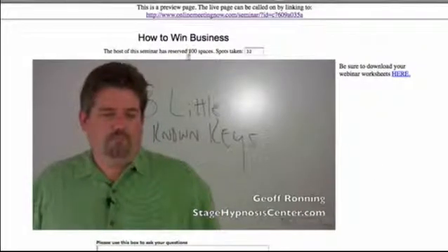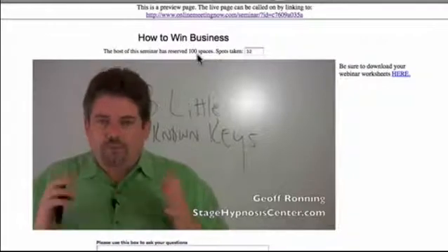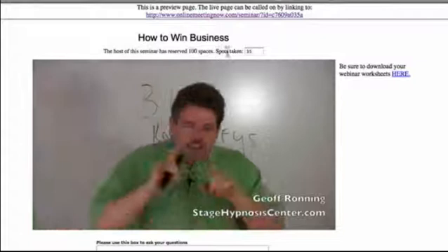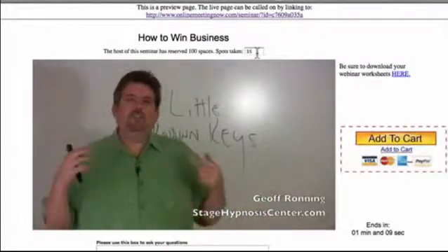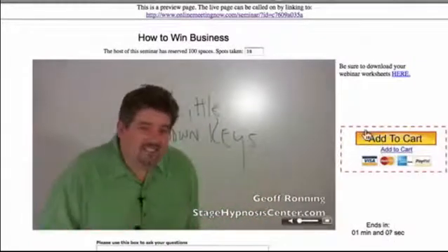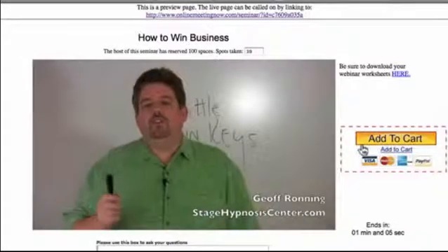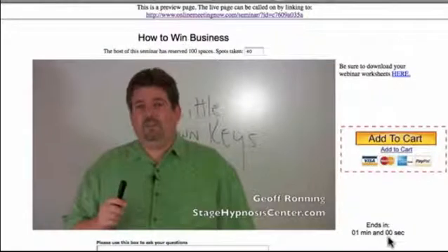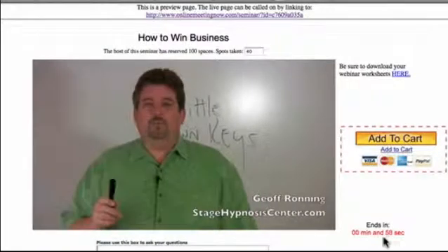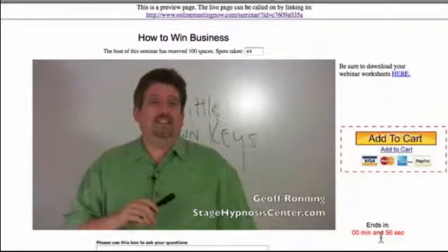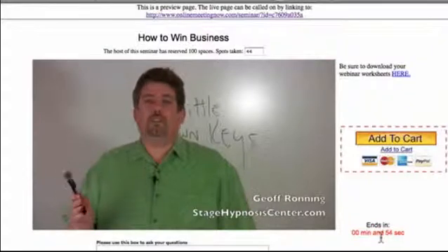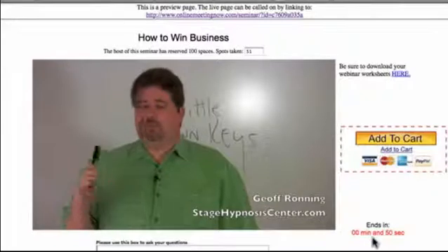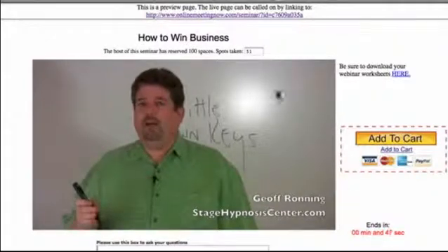Remember, we put in 100 for the number of spaces. You can choose to put in whatever number you want here. Here's the spots taken. This is the user simulator. And you'll notice that the add to cart button has popped up. Now I want you to also notice this. It says ends in 1 minute and 2 seconds. The final minute, it turns red just for a little added urgency, a little added oomph to your attendees to act now.